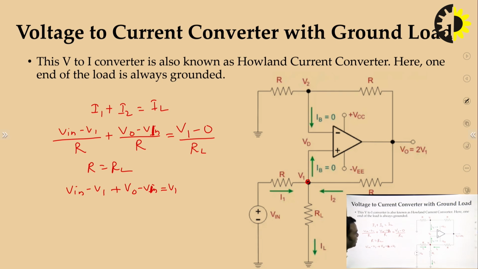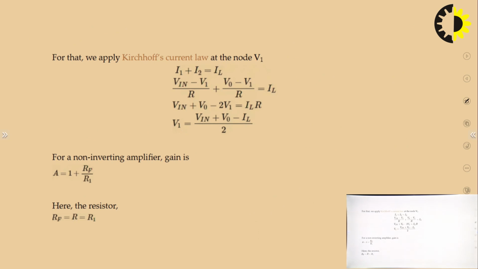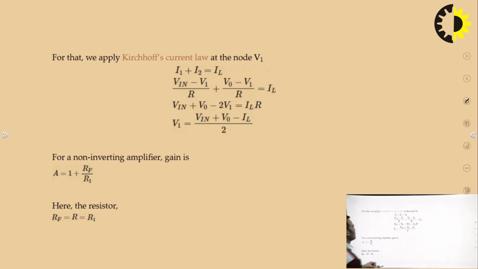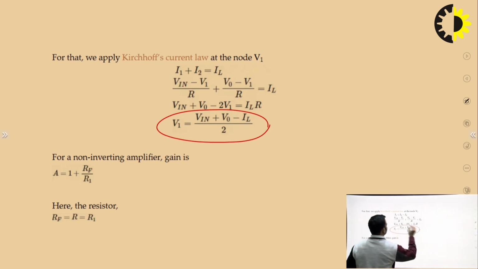If you put it, then you will simply get V1 is equal to (V in plus V naught minus IL) divided by 2. Okay, and it can be simply considered as IL. So, if you solve it, it is equal to IL divided by R. So, you can simply write V1 is equal to (V in plus V naught minus IL) divided by 2.